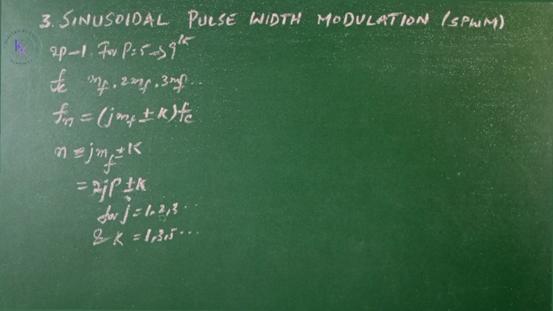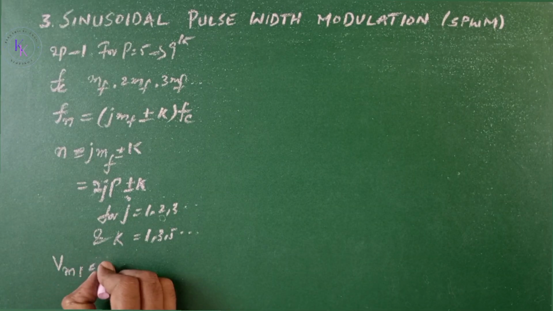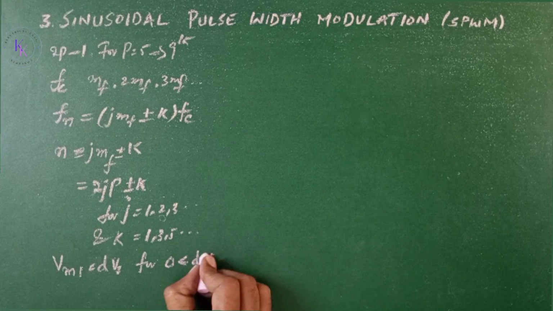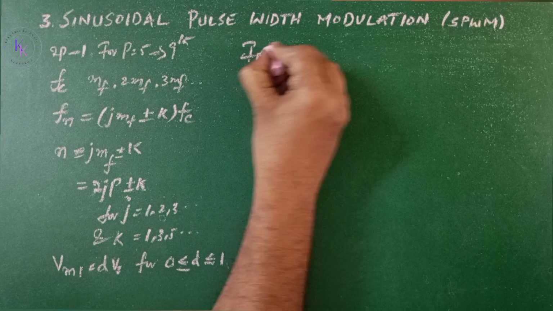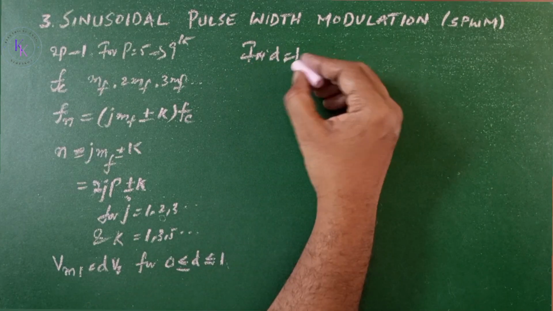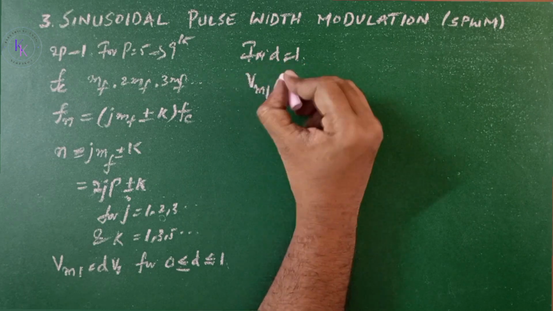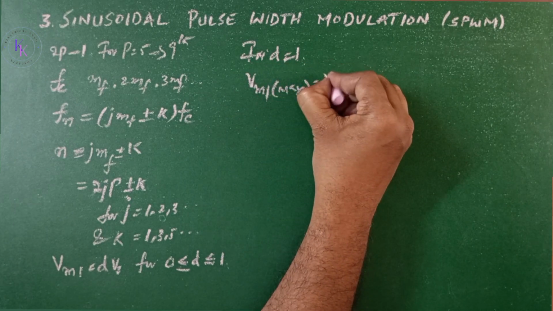The peak fundamental output voltage for pulse width modulation and sinusoidal pulse width modulation control can be found approximately as Vm1 equals d Vs, for d lying between 0 and 1. So for d equals 1, this equation gives us the maximum peak amplitude of the fundamental output voltage, that is Vm1 max equals Vs.